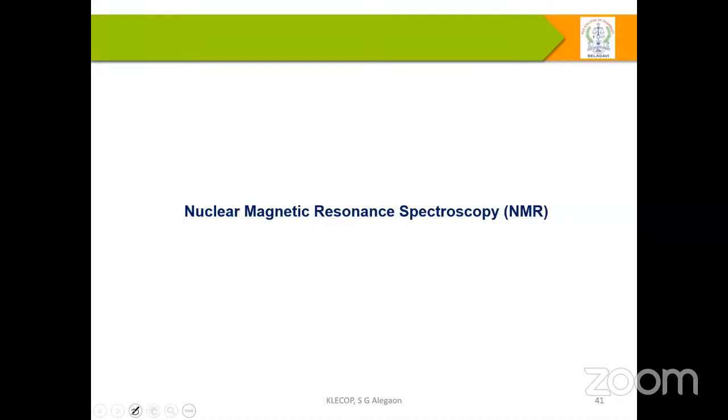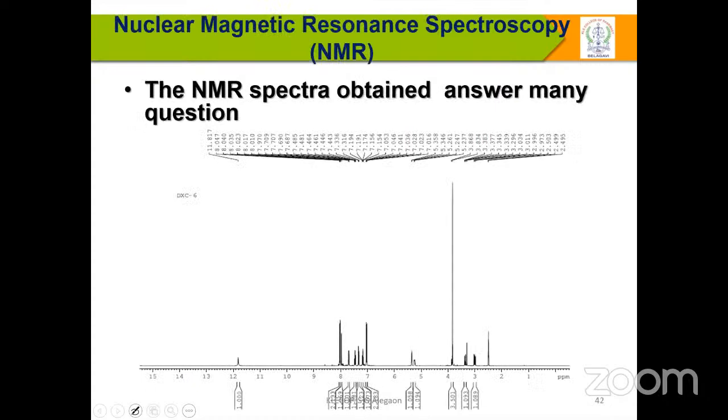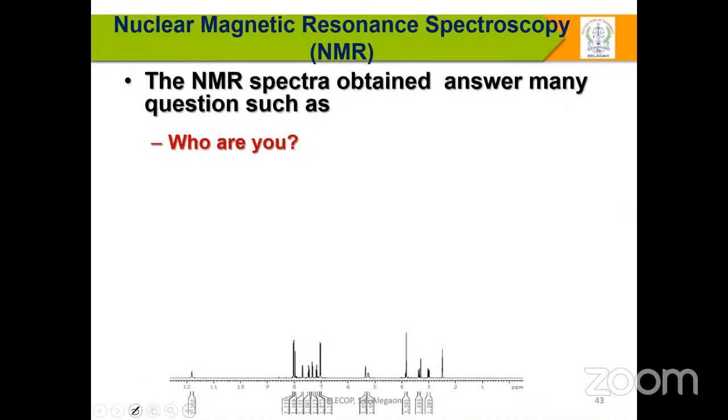Okay, if there is no question, I am going to take another story of spectroscopy, nuclear magnetic resonance spectroscopy. Usually we call it NMR. It is also one of my favorite areas of understanding. When you hold any NMR, this is the NMR of my own compound. The NMR spectrum answers many questions. It will first give the answer: who are you? Whether you are the proton NMR, carbon 13 NMR, or fluorine 19 NMR. It gives the first answer to the question, that is, who are you?